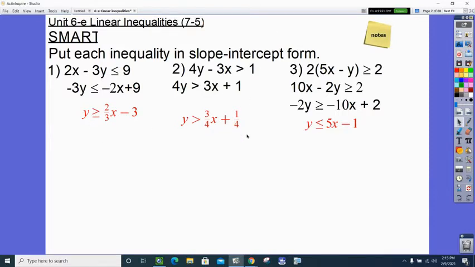So as we go through, if at any point we need to solve for y, the most important thing to remember is that if you multiply or divide by a negative number, the inequality switches.